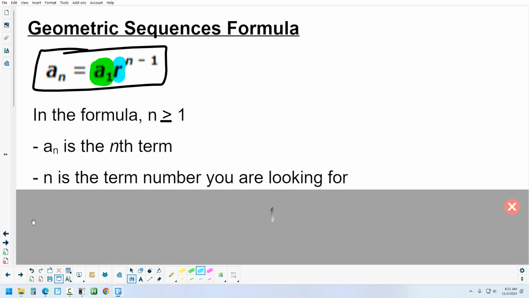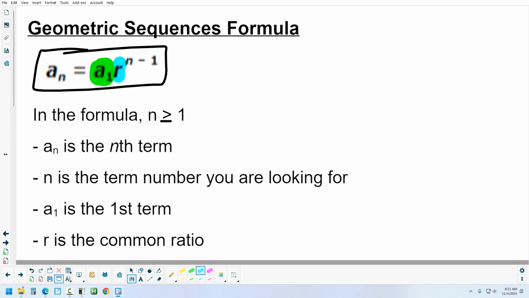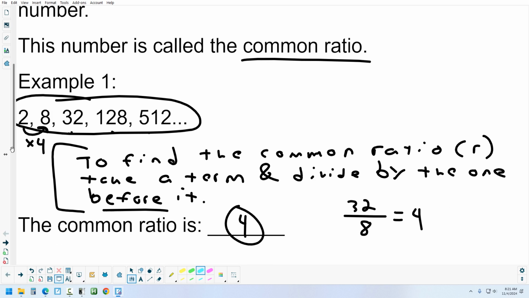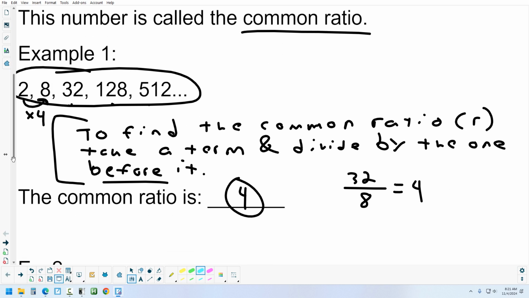A sub 1. That stands for the first term. So anytime that you want to write a formula, you need to know the very first term in your sequence. R, we've also talked about that one. That's the common ratio. So if you want to write a formula, you need to calculate R using what I showed you guys right there. That's how you find R.